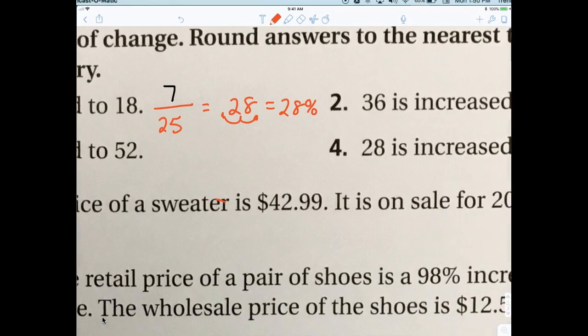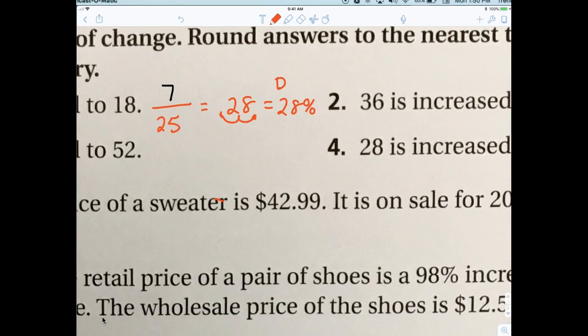Now, this is a 28% what, though, guys? Decrease, because I went down. It's an increase if it goes up. It's that obvious.